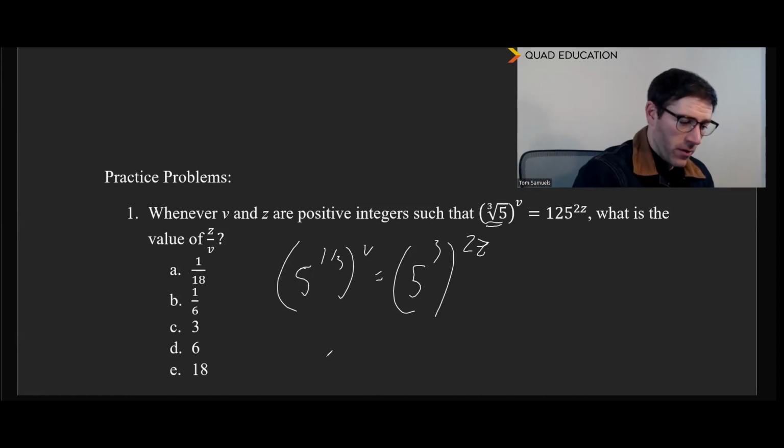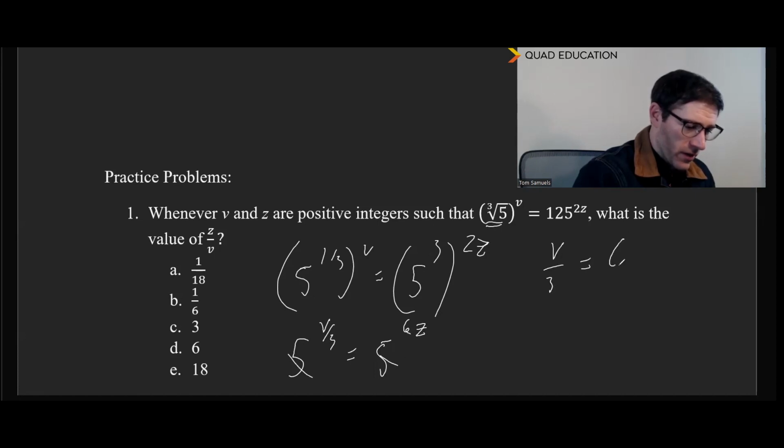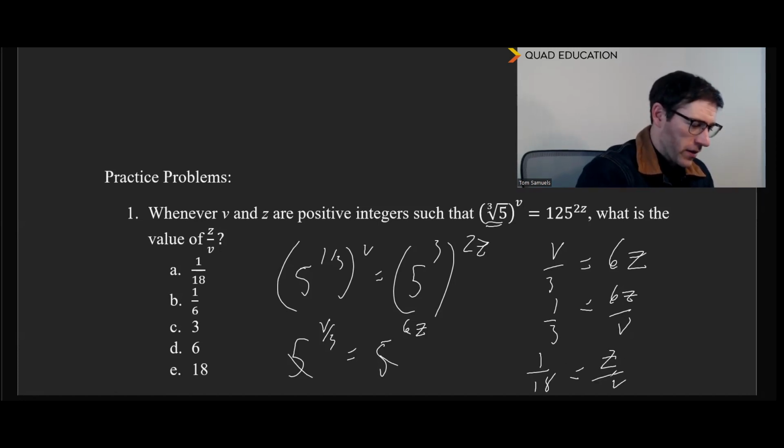And power to power means we multiply, so this is going to be 5 to the v over 3 equals 5 to the 6z. And since we have the same base, we can now get rid of that base and just call this v over 3 equals 6z. And now they're asking us to isolate z and v, so we divide by v to get 1/3 equals 6z over v, and then we divide by 6 to get 1 over 18 equals z over v, which is a.